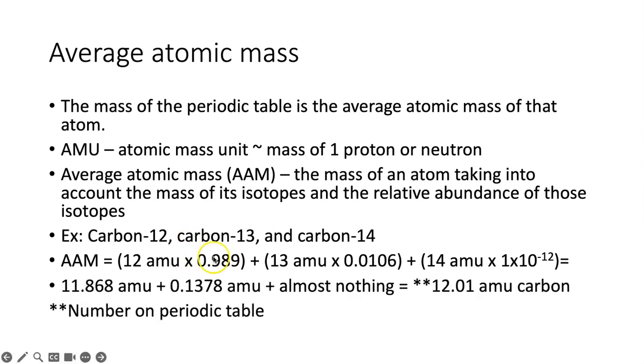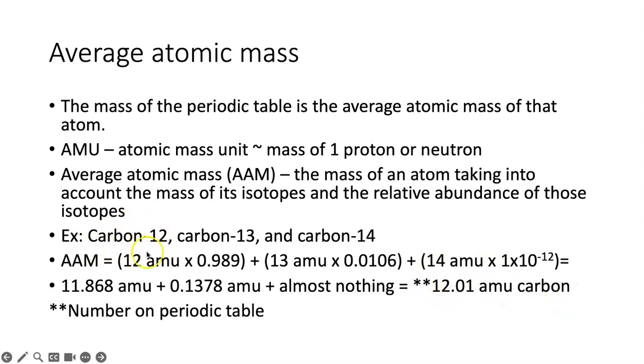So when we do the math, we're going to see that carbon 12 accounts for this much mass, carbon 13 accounts for this much mass, and carbon 14 accounts for almost nothing, so that the average atomic mass of carbon on the periodic table is 12.01 AMUs. And that's how we get that number.